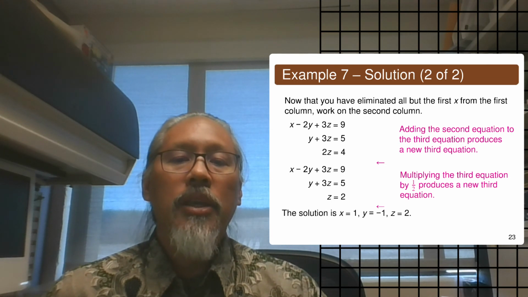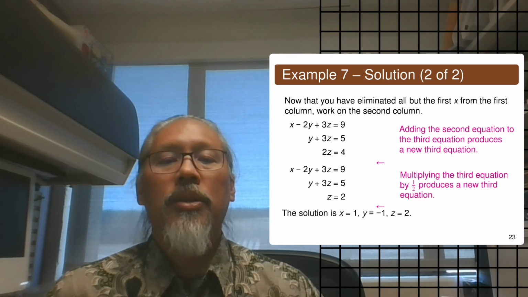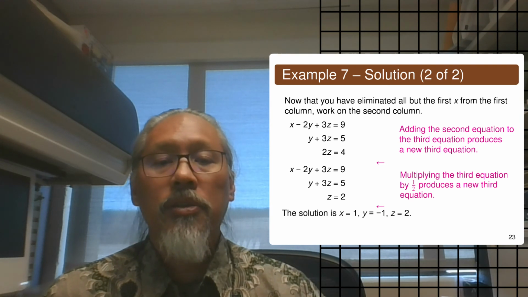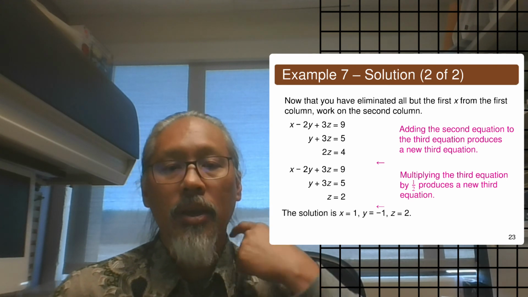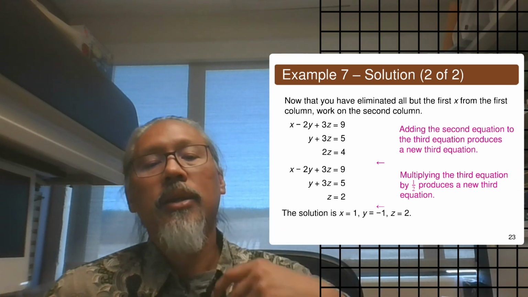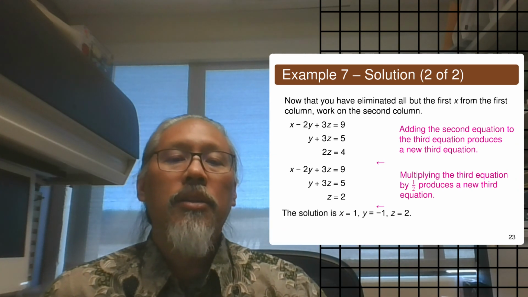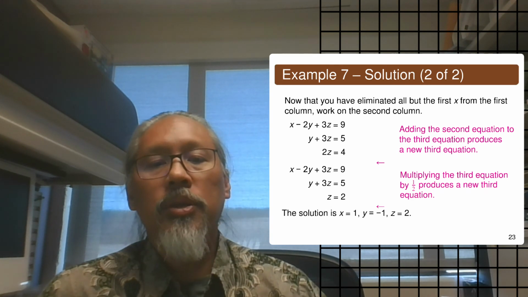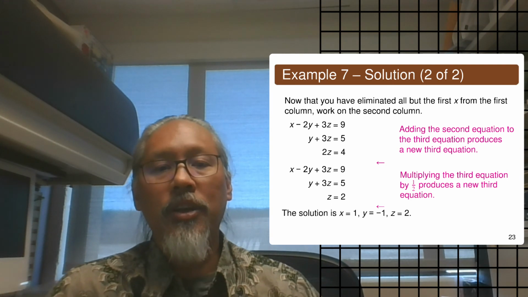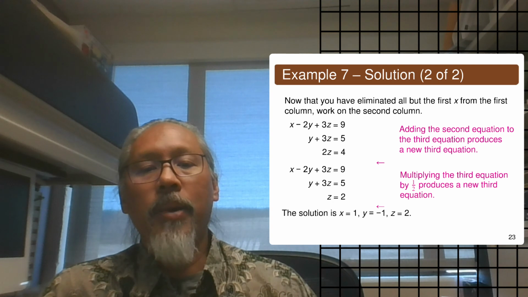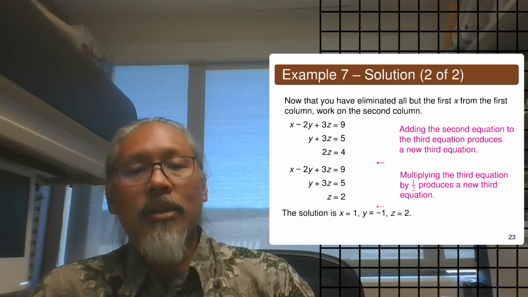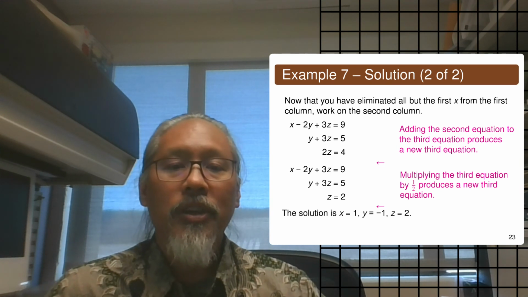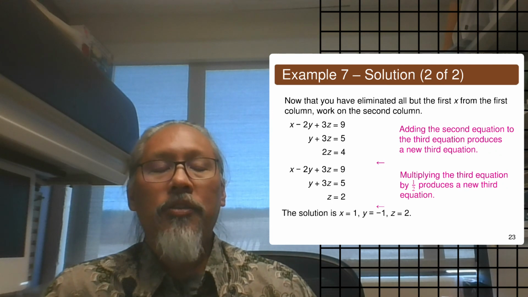And now that we know that z is equal to 2, we can put it back into the second equation. We get y plus 3 times z is equal to 5, so y plus 6 is equal to 5, and we can solve for y and get negative 1, and then we'll put those values in to solve for x in the first equation. So that's called back substitution. We solve for the last variable z, and then we substitute it back to solve for the next to last variable y, and then we substitute those values back to solve for the first variable x. So in this case, we're able to find the solution.